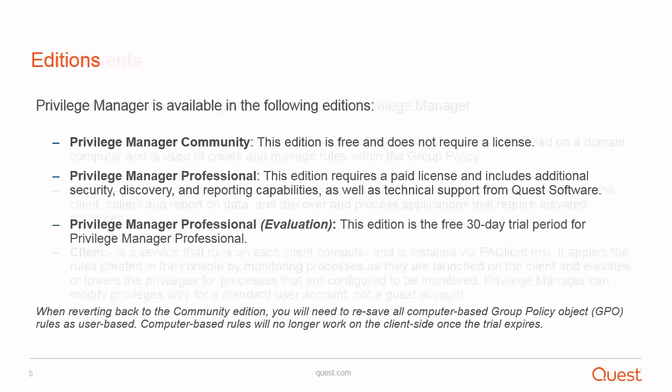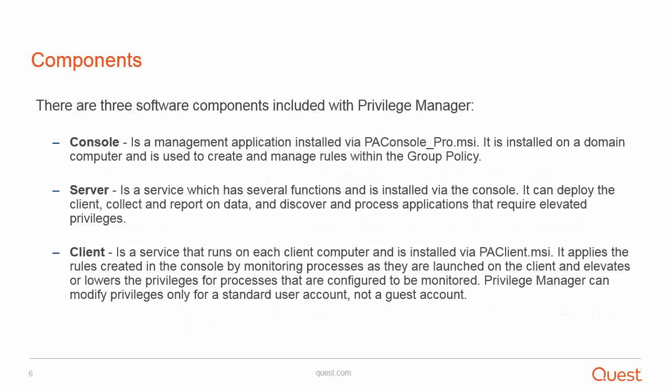There are three software components included with Privilege Manager: console, server, and client. The Privilege Manager console is a management application. It is installed on a domain computer, server, or workstation, and is used to create and manage rules within the group policy. Any user who has permissions to edit a GPO can use the console to set privileges. The Privilege Manager server is installed within the console.